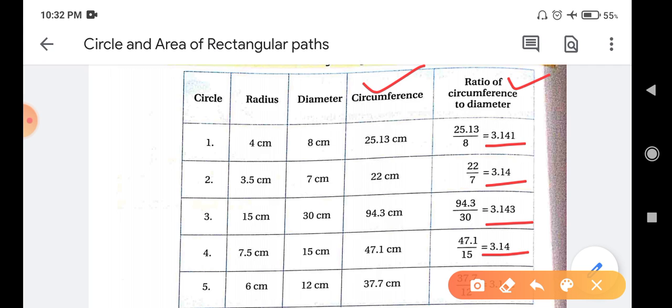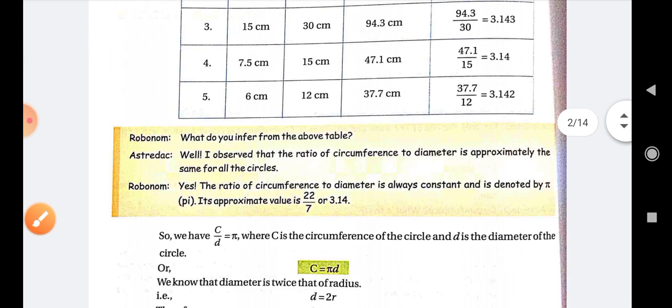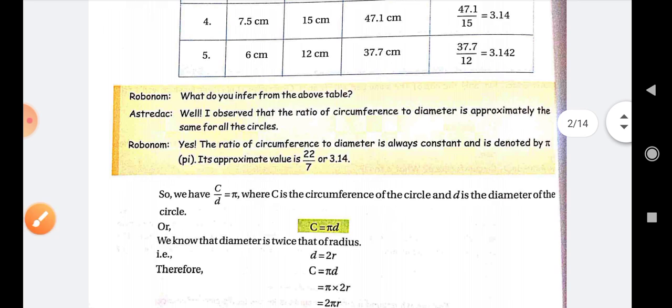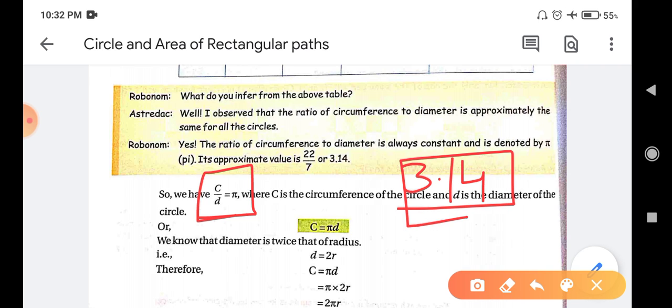Approximately it is the same, 3.14. So we can say that C over D is equal to pi. The value 3.14 is the value of pi. Pi is a Greek letter.